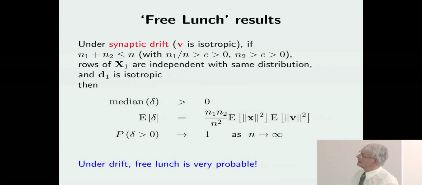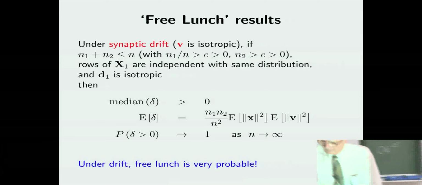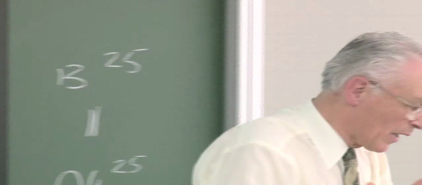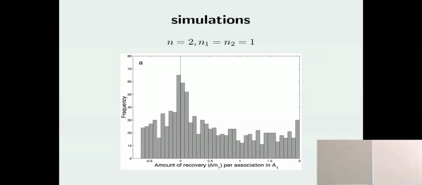Here's a slightly more careful version. Under drift, with v being isotropic, then under these conditions, this. Right. So what I showed you just now has been theorems, but many people would say theorems don't prove anything. They tell you only about artificial neural networks, and the results were for big N.